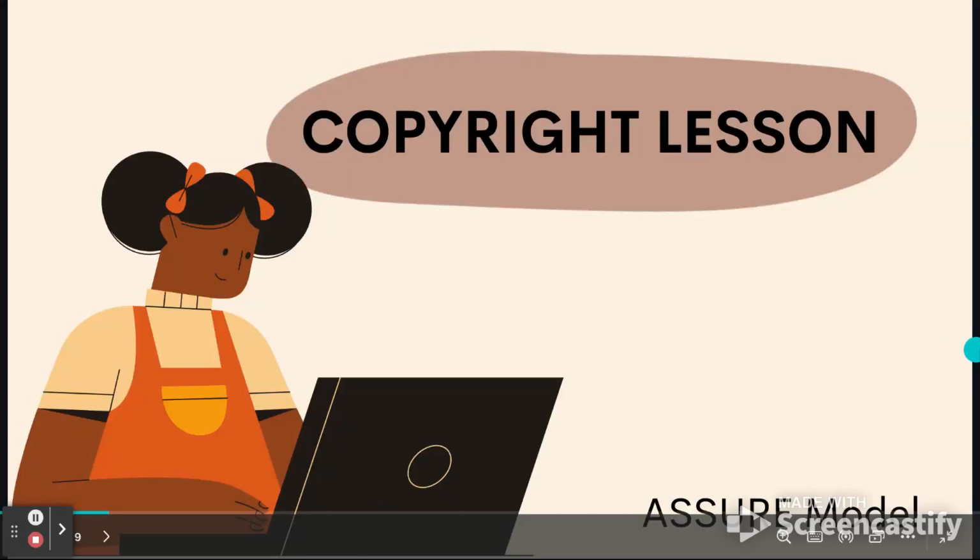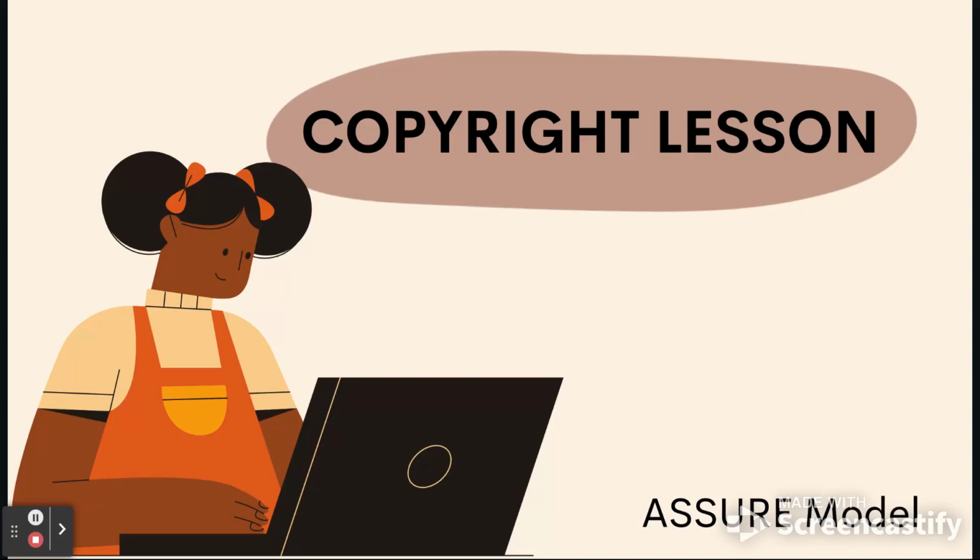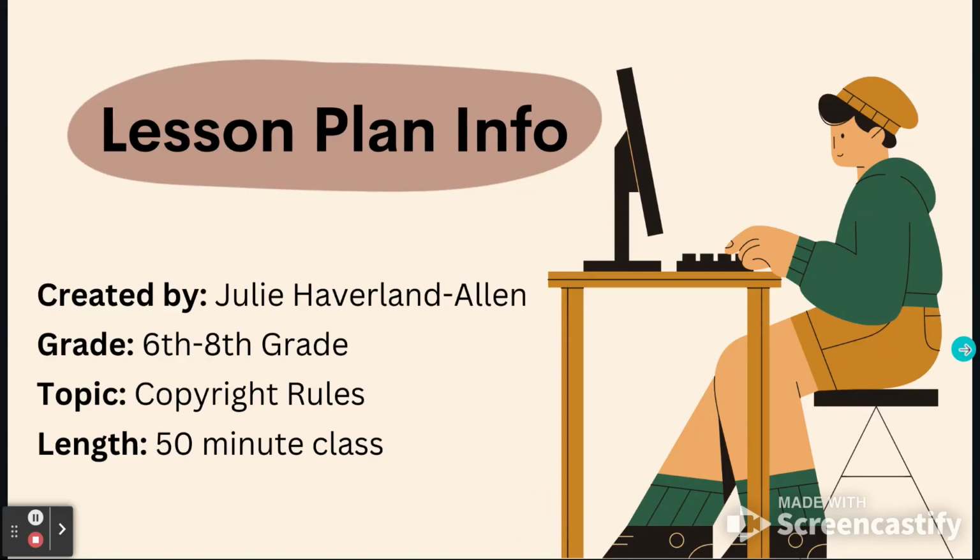Good afternoon. Let's take a closer look at my copyright lesson and how it follows the ASSURE model. The lesson plan info: first, it's created by me, Julie Haverland Allen. It's for grades 6th through 8th, which would be middle school. The topic is copyright rules, and the length that the lesson could take is a 50-minute class.